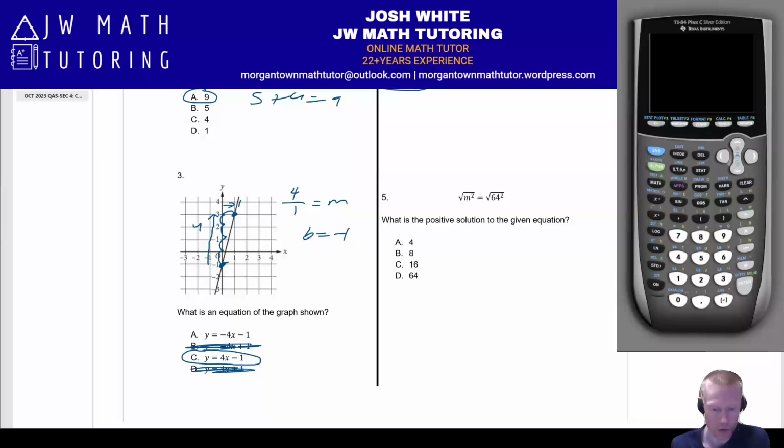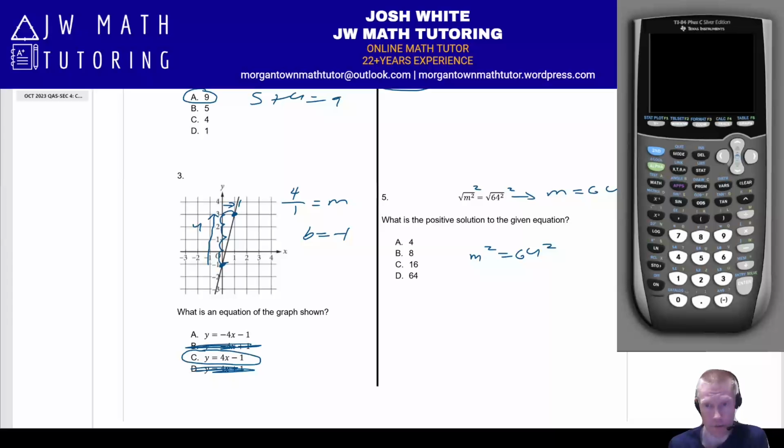what's the positive solution to this equation? So if you notice, technically if you square both sides, that will get rid of the radicals, and then we have m squared equals 64 squared. Or you could also apply the square root that's given to both sides. And if you do that, you would just end up with basically m equals 64. So that's kind of like the shortcut or the easy way to think about it.